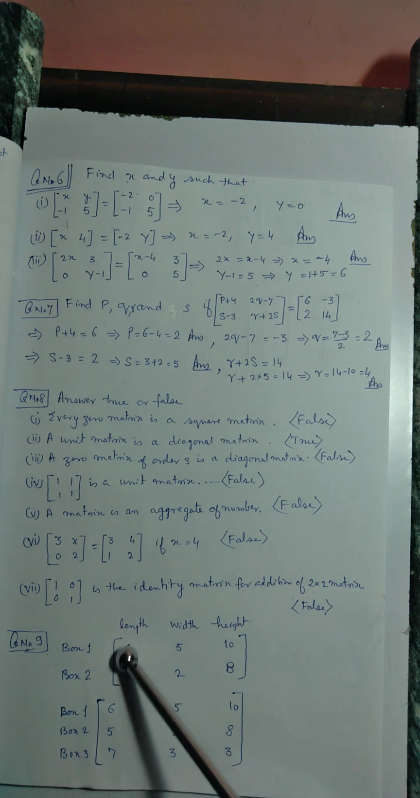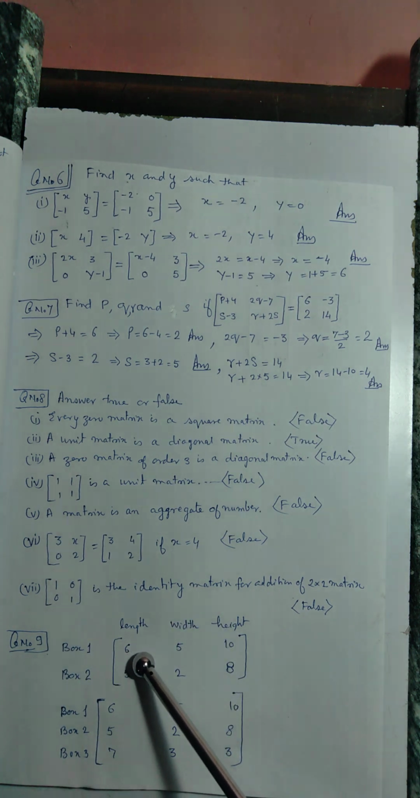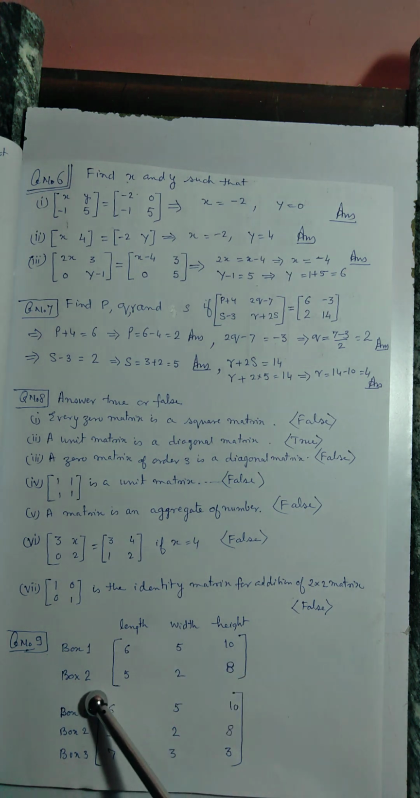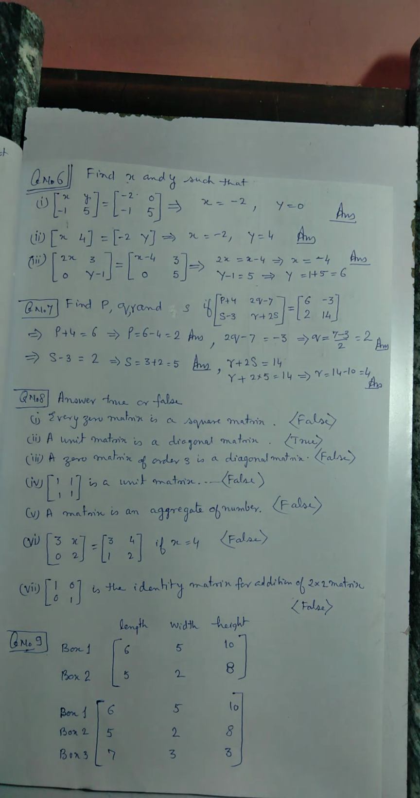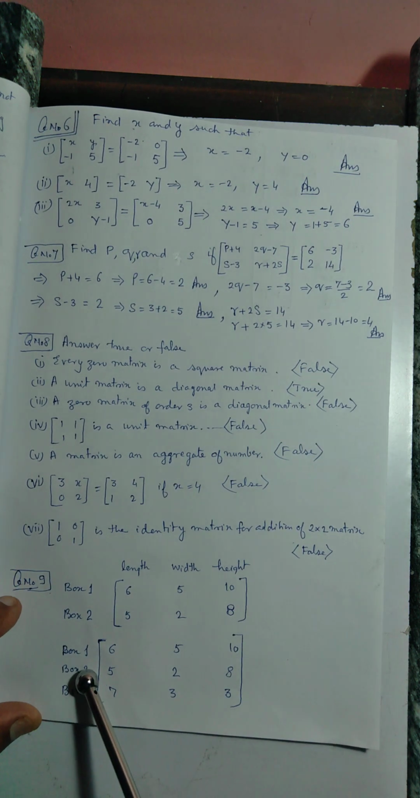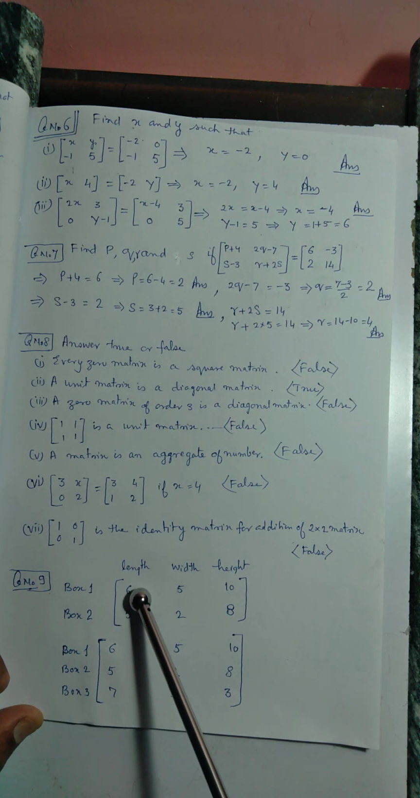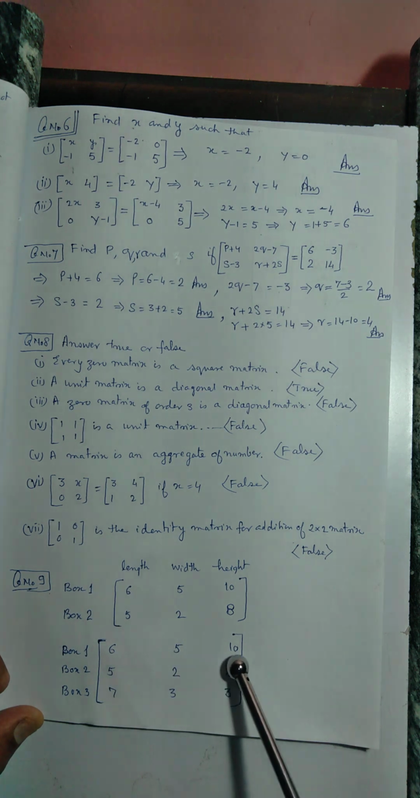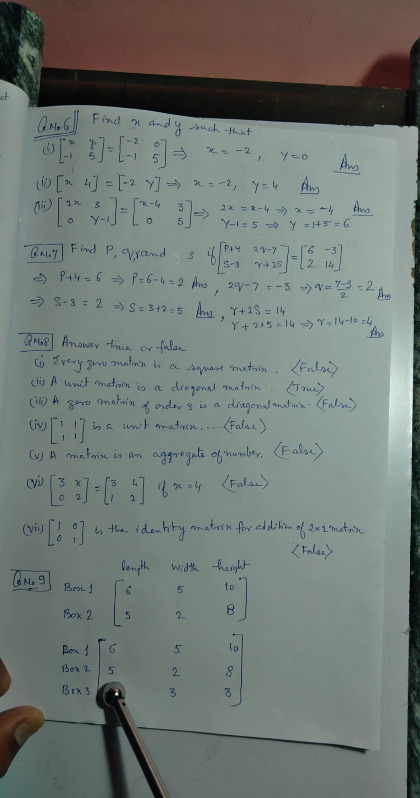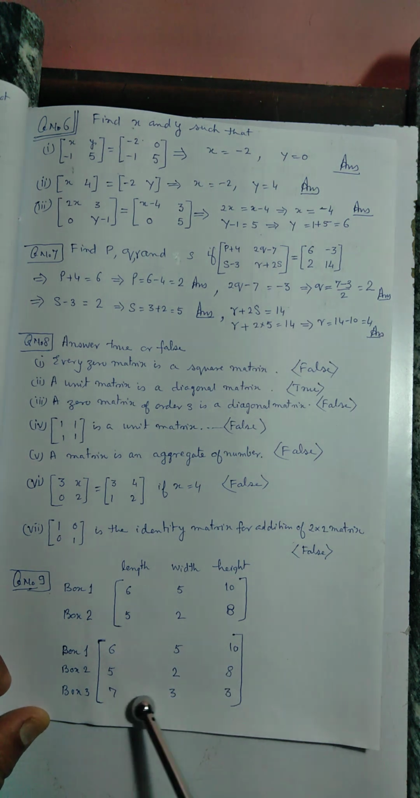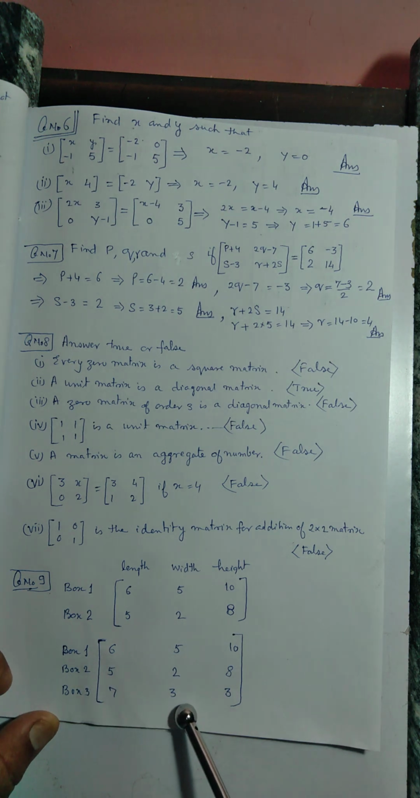You see, I have written length, width, height. For box 1, its length is 6, width is 5, height is 10. Box 2, length is 5, width is 2, height is 8. Now there is another, a third box, whose corresponding dimensions are 7, 3, 3. Write a 3 by 3 matrix describing the dimensions of the 3 boxes. You see, I have written the 3 boxes here, box 1, box 2, box 3. Box 3, the length is 7, width is 3, height is 3.